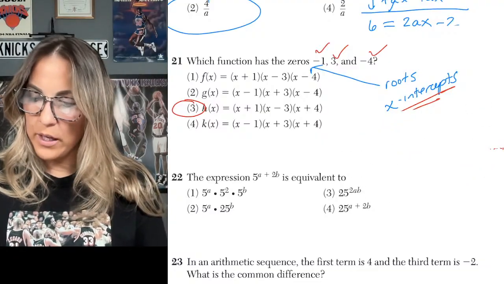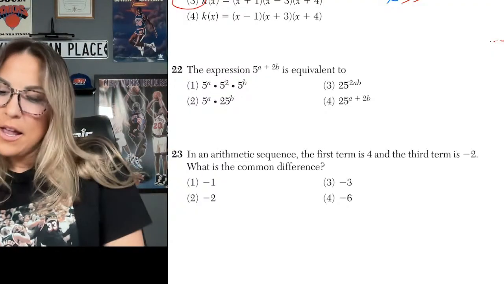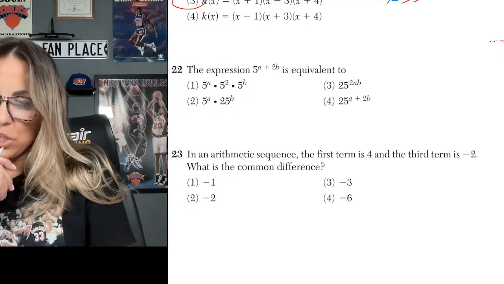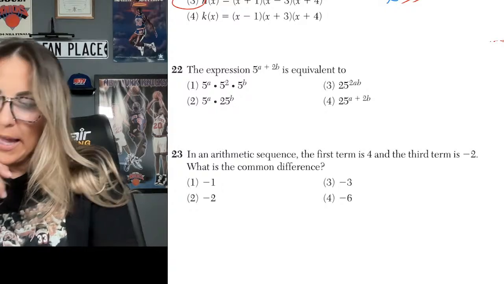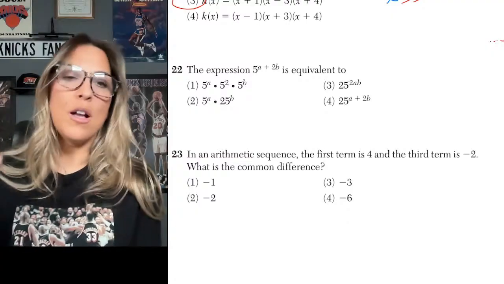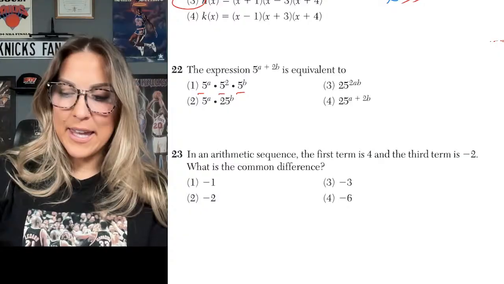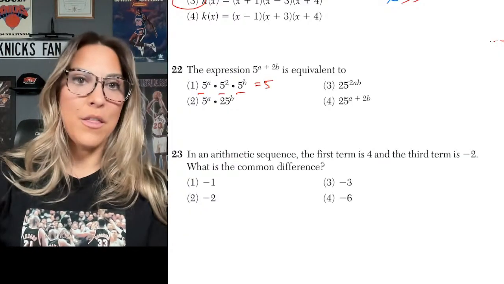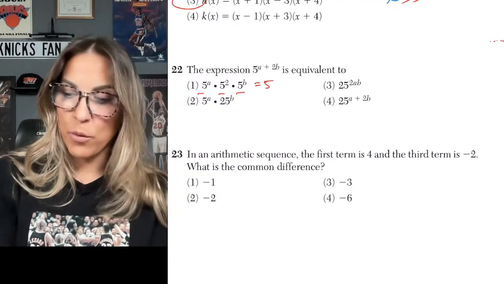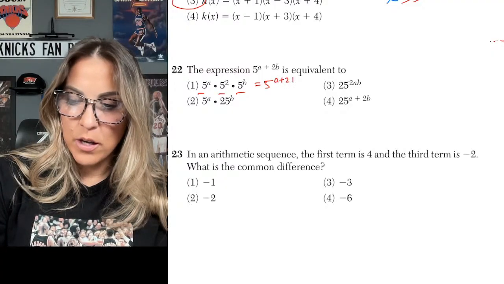Number 22, we need to know our exponent rules for this one. So it is asking us, the expression 5 to the a plus 2 plus b power is equal to which one of these? All right. Well, number 1 has the same base being multiplied. And so the laws of exponents tell me that if I'm multiplying with the same base, which is 5, I can keep that base and add the exponents. So when we're multiplying powers, we keep the base and we add the exponents. So that would give me 5 to the a plus 2 plus b.